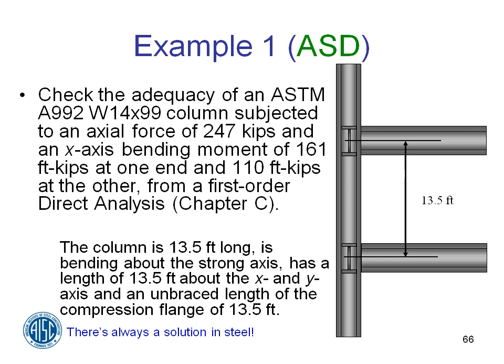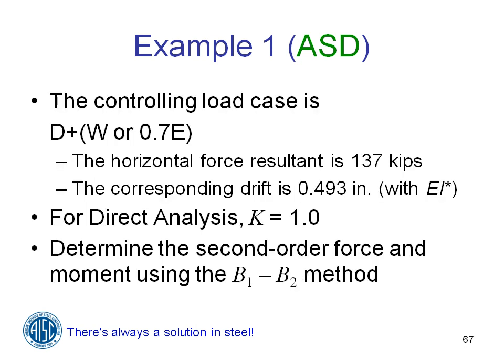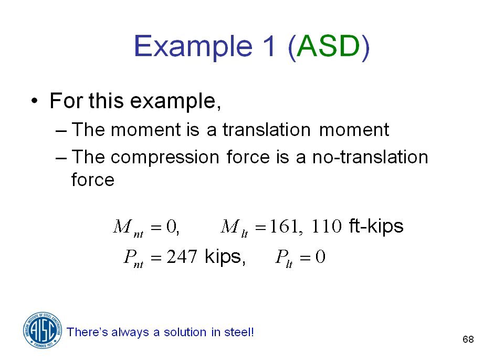So let's look at a simple example here. Lou? This is a W14x99 column. We've done a first order direct analysis. What that means is that we don't need to worry about effective length factor K, but we are going to need to worry about the second order amplification. For this particular structure, a horizontal force of 137 kips on the structure would correspond to a drift of 0.493 inches. That's a measure of the lateral stiffness of the structure.